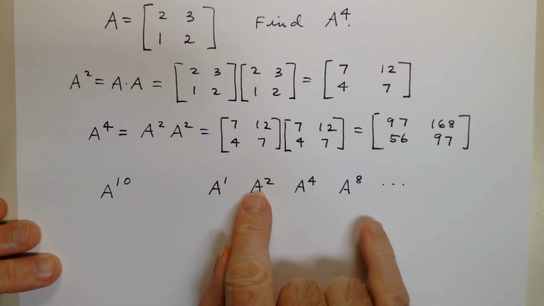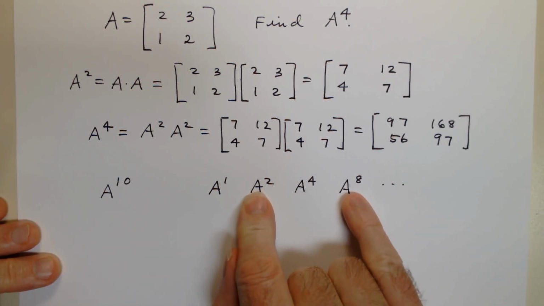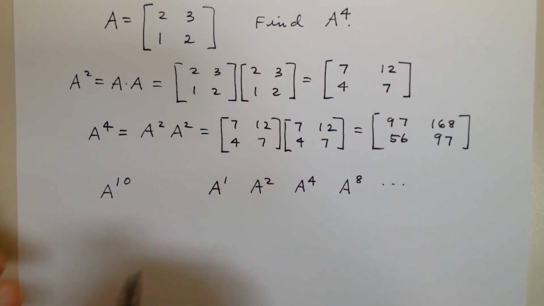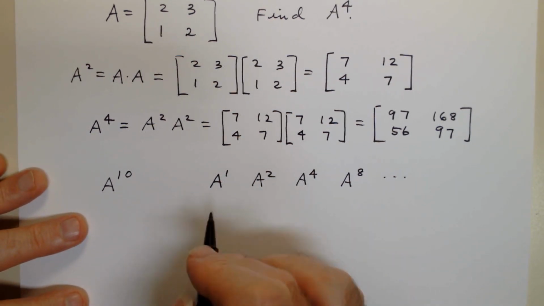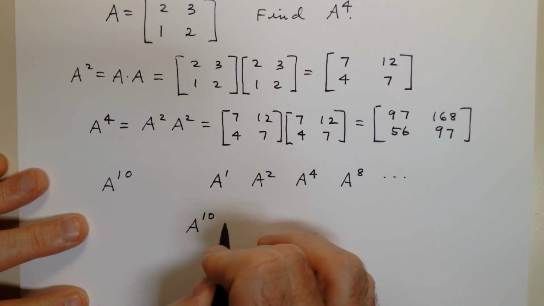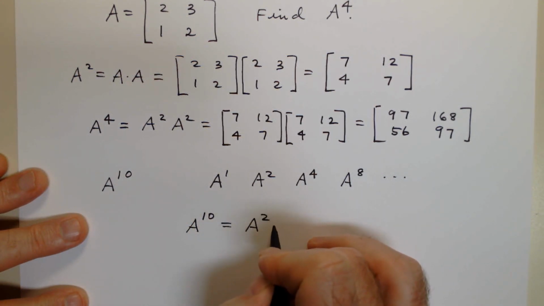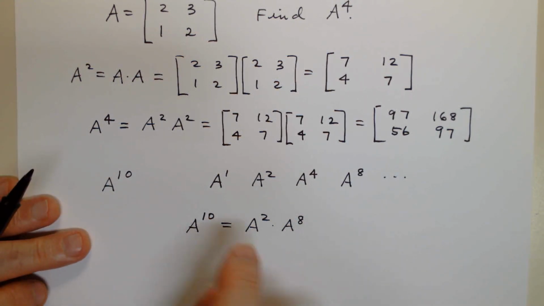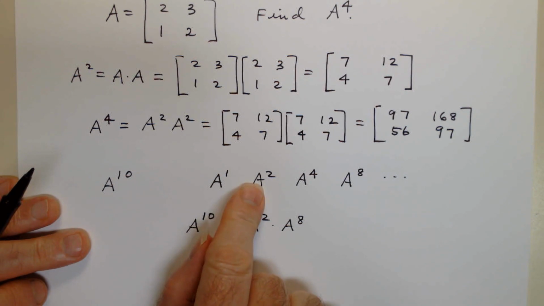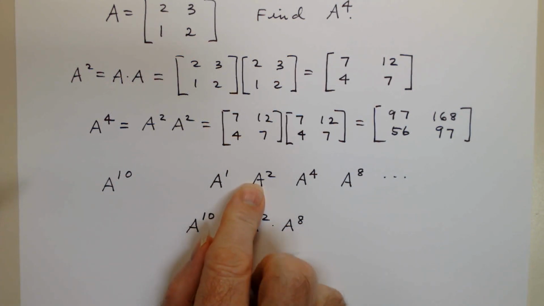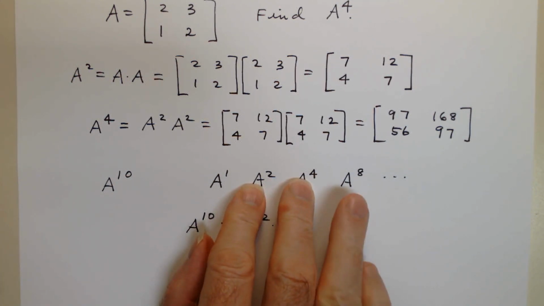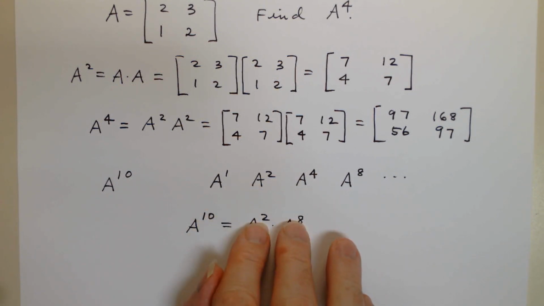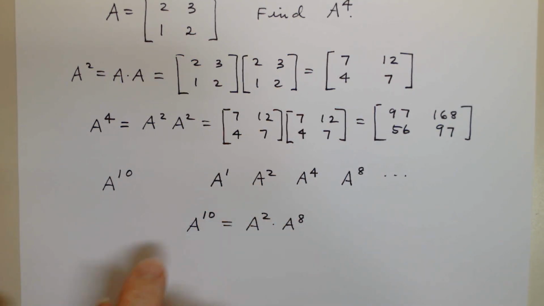In this case, I can see that A squared and A to the 8th together will give me A to the 10th. So if I really had to do this by hand, and I had to compute A to the 10th, I would go for A squared times A to the 8th. And so how many multiplications would I have to do? I'd have to do 1 to get A squared, another 1 to get A to the 4th, another 1 to get A to the 8th, and then finally I'd have to do that product. So I'd have to do 4 multiplications to get to the 10th power of A. I don't have to do 10 multiplications, I just have to do 4 multiplications.